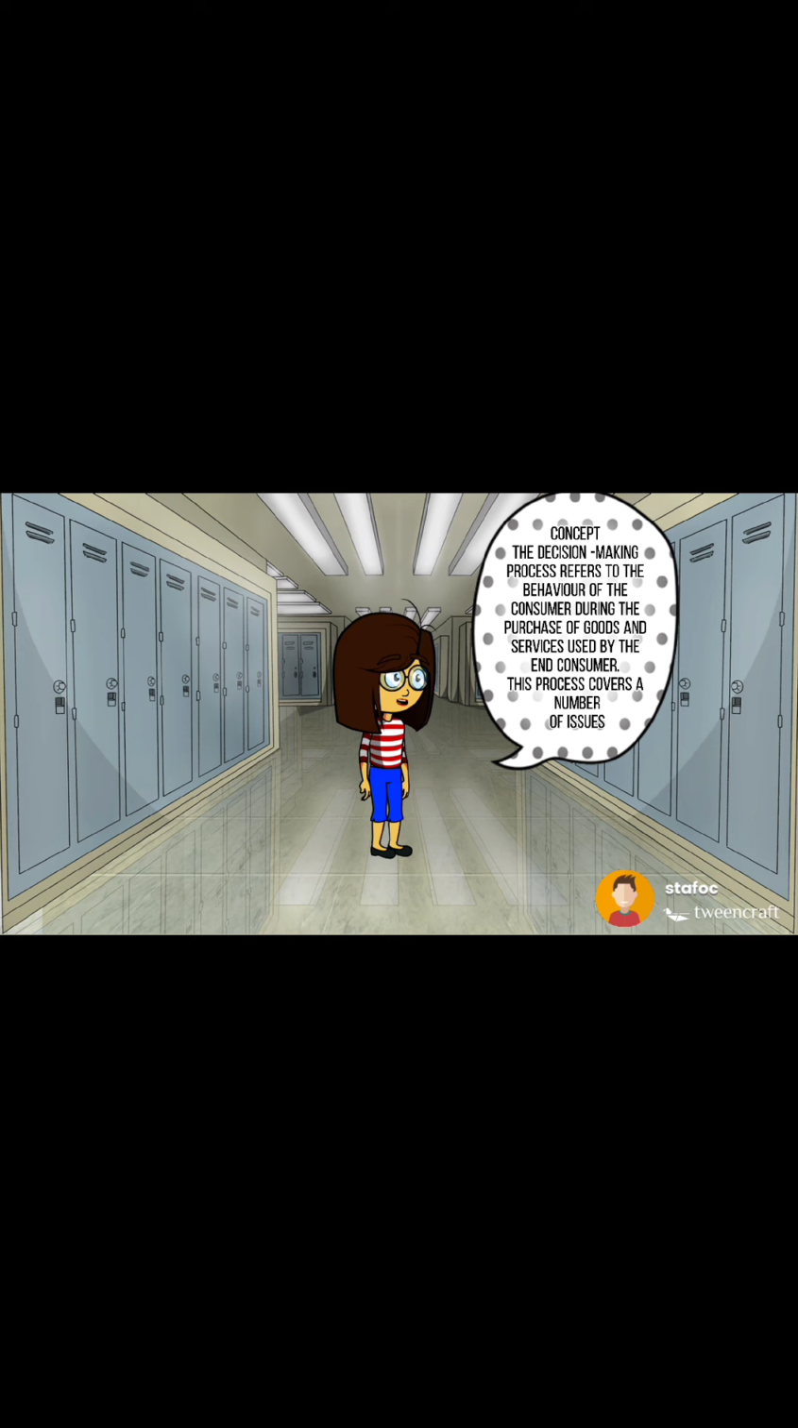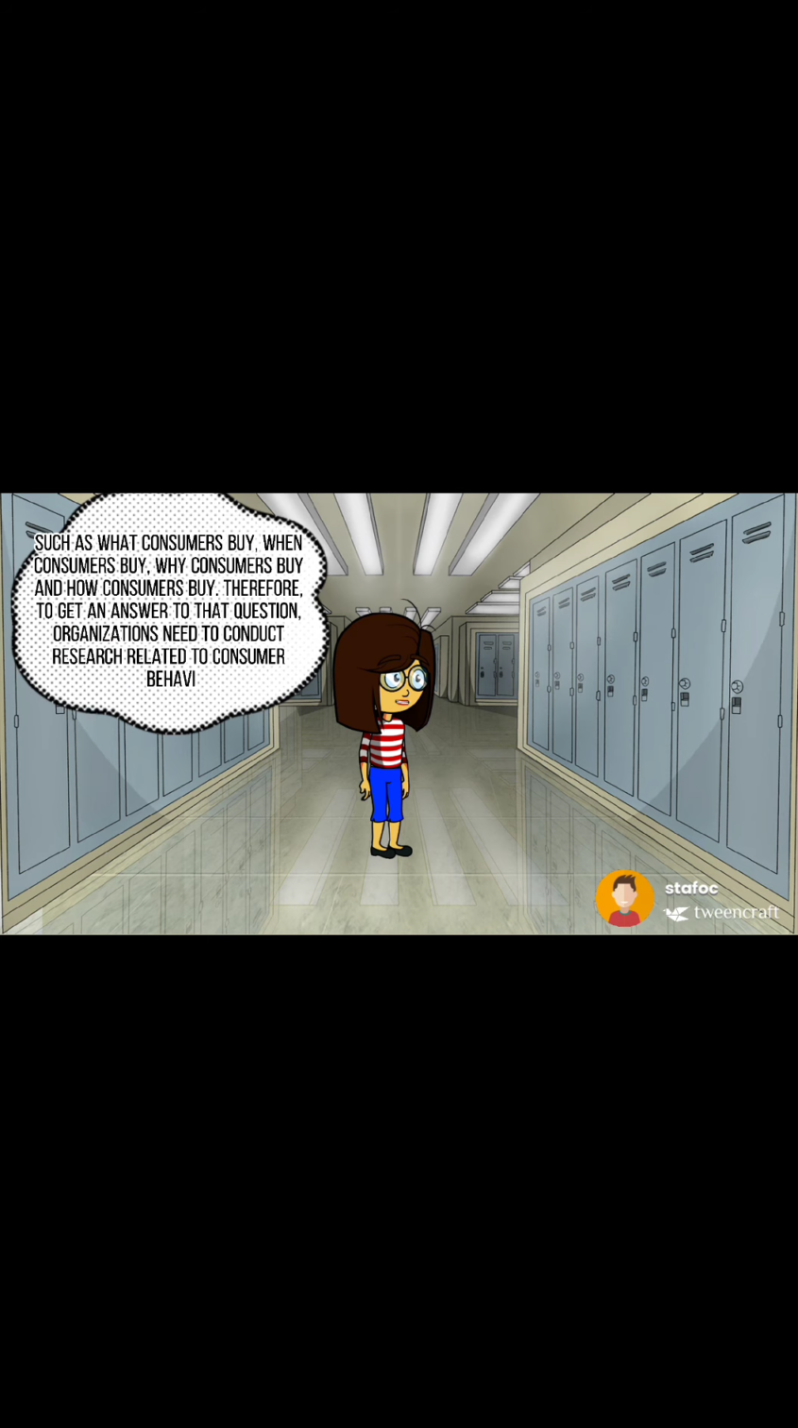Concept. The decision-making process refers to the behavior of consumers during the purchase of goods and services used by the end consumer. This process covers a number of issues such as what consumers buy, when consumers buy, why consumers buy, and how consumers buy. Therefore, to get an answer to that question, organizations need to conduct research related to consumer behavior.